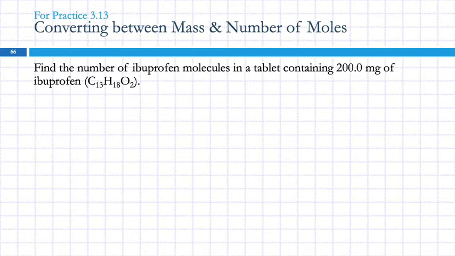Find the number of ibuprofen molecules in a tablet containing 200.0 milligrams of ibuprofen. The formula is given because nobody remembers that. C13H18O2. Well, what do they give us? What number and unit? 200 milligrams. That's the wrong highlighter. Let's try that one. 200 milligrams, right? And what are they asking for? Number of molecules. So we're going to be starting with 200.0 milligrams, and we're going to go to molecules.